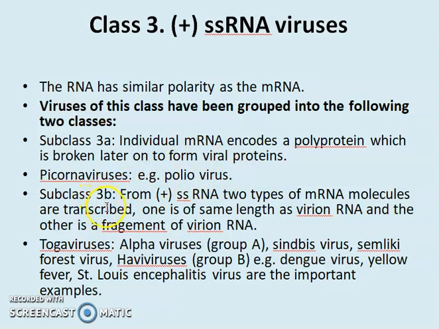Whereas the subclass 3B, that is the third subclass category B. Here, from this plus-stranded RNA, two types of mRNA molecules are transcribed. One is of the same length as the virion RNA, and the other is a fragment of the virion RNA, producing two fractions or two splits of mRNA molecule. Examples include the Togavirus group. There are the alphaviruses, examples are Sindbis virus, Semliki virus, and the flaviviruses, etc. And also the group B, that is the flavivirus group, that's dengue fever, yellow fever, St. Louis encephalitis virus. Certain arboviruses come under this group.